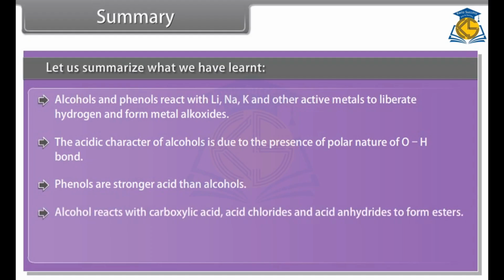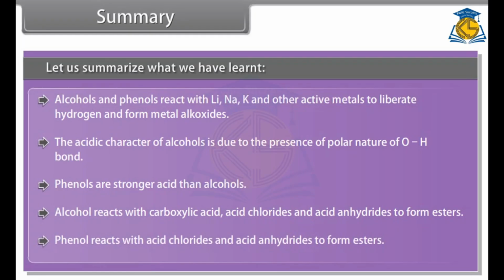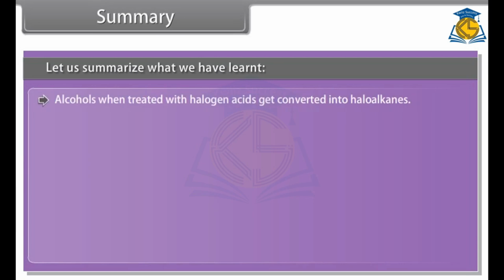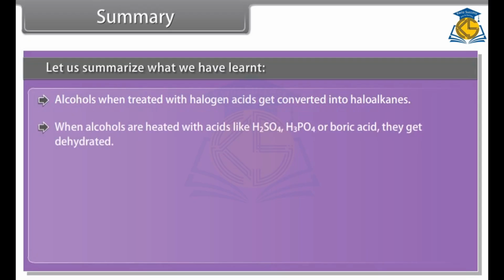Alcohol reacts with carboxylic acid, acid chlorides, and acid anhydrides to form esters. Phenol reacts with acid chlorides and acid anhydrides to form esters. Alcohols, when treated with halogen acids, get converted into haloalkanes. When alcohols are heated with acids like sulfuric acid, phosphoric acid, or boric acid, they get dehydrated.